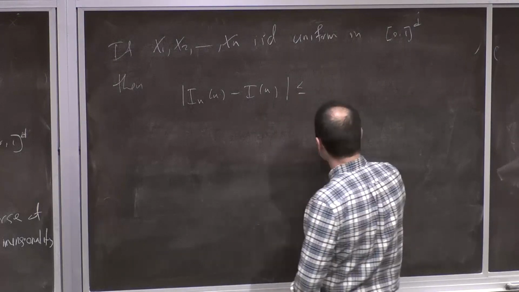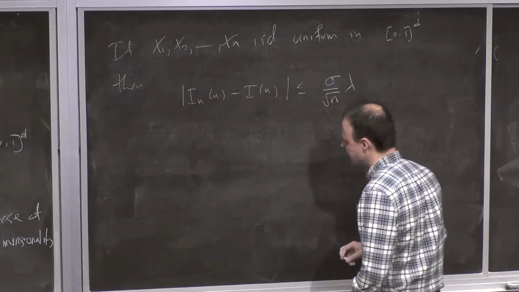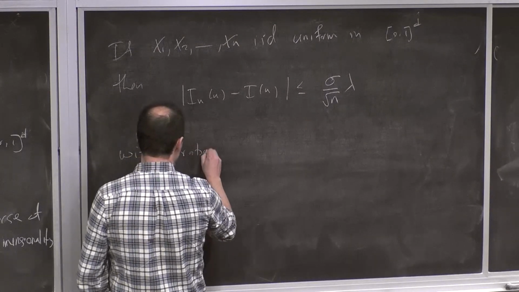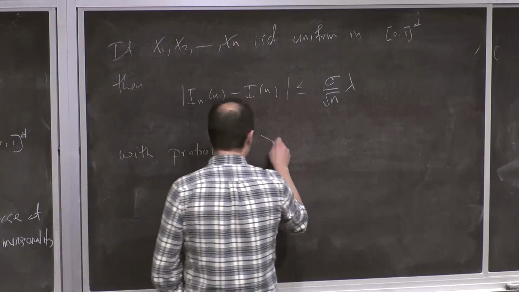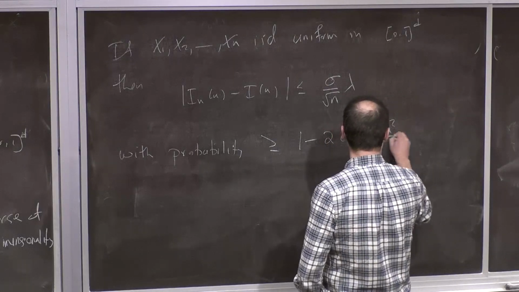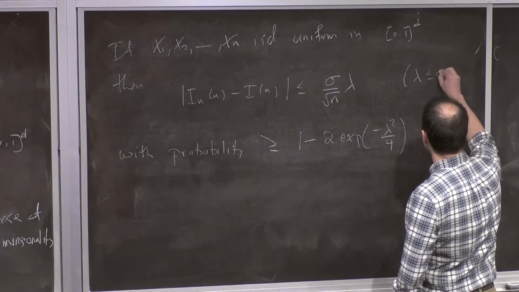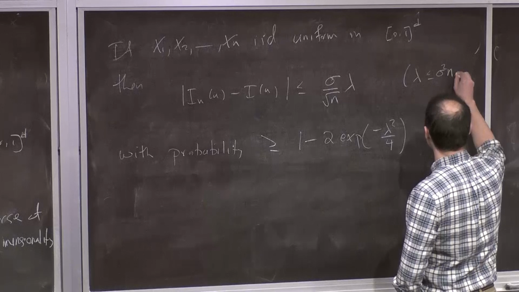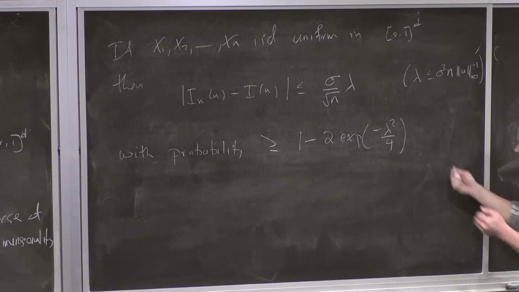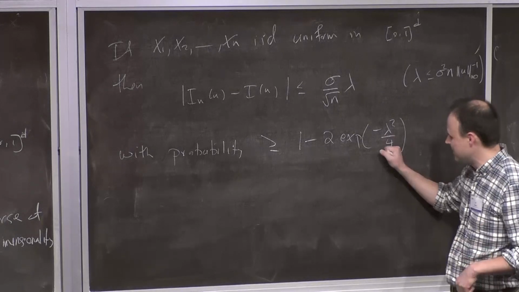Then the error is less than essentially the variance, which I'll define in a second, over square root n times lambda, with probability at least 1 minus 2 exponential of minus lambda squared over 4. And maybe there's an upper bound on lambda that looks like sigma squared n or something, maybe like an infinity norm of u. I forget exactly, but you can see it in my notes if you like. You don't take lambda too large; you want lambda to be order 1, or just a bit bigger than order 1, so this is a small probability.